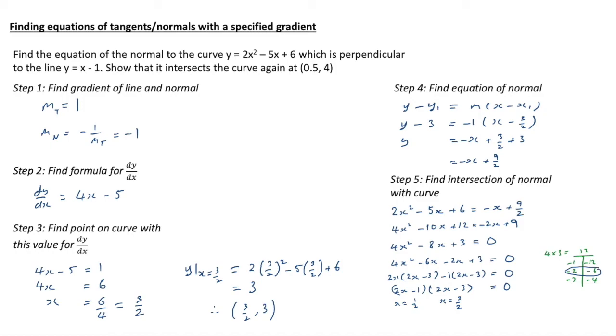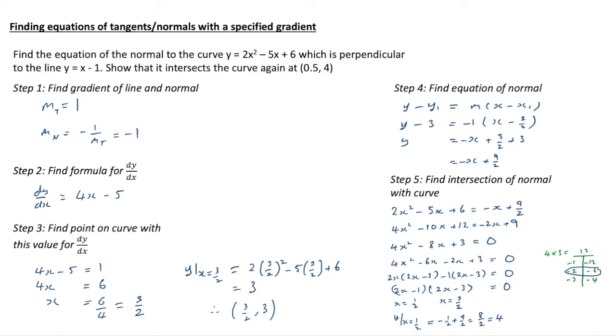Now, of course, the x equals 3 over 2 is where this normal is the normal to the curve, because that's the point we already had. So the intersection with the curve again is at x equals a half, which sure enough is the 0.5 that we were asked for. The x equals a half, we could put it back into the equation of the curve, which would be a bit complicated, or much easier, we can put it back into the equation of the normal. And so we get y, when x is a half, is minus a half plus 9 over 2, which is 8 over 2, which is indeed 4.